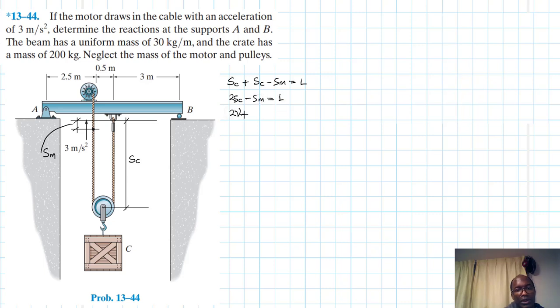Then we have 2 VC minus VM equal to 0. Taking the derivative with respect to time, we have 2 AC minus AM equal to 0. Therefore, given that our AM is equal to 3, AC is just going to be equal to AM divided by 2, which is equal to 1.5. So that is the acceleration of the crate, and this is just a single crate.